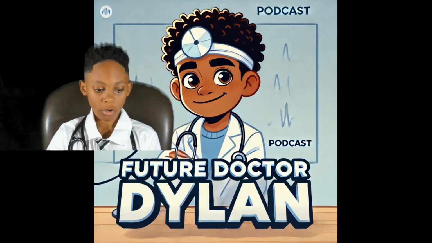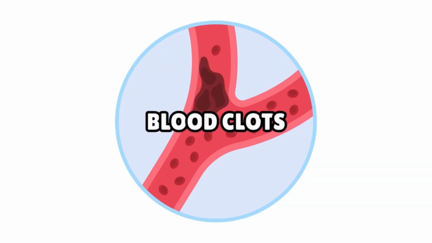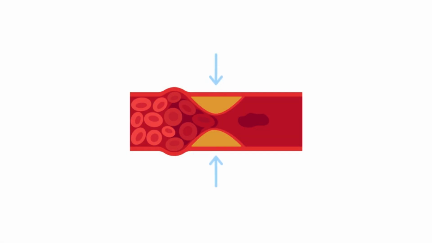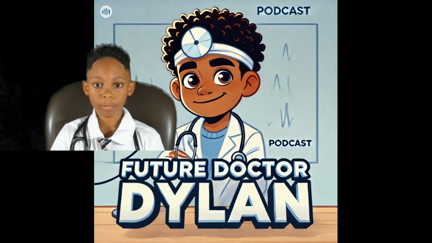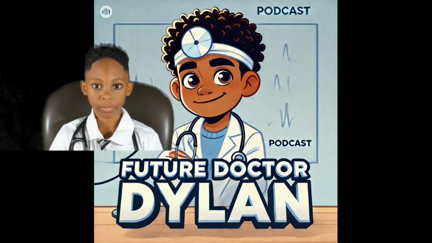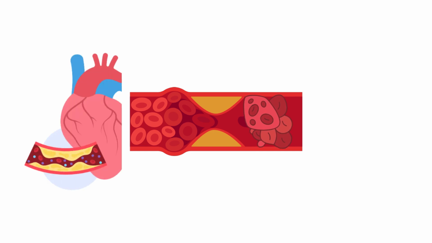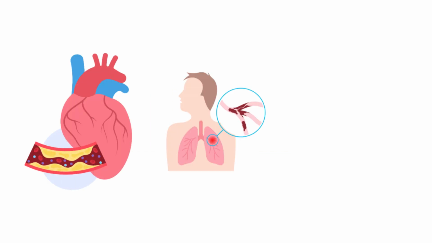So now we're going to be talking about blood clots. Blood clots are usually formed from plaque buildup in the arteries that will block them up. When blood goes up through, it gets stuck, causing a blood clot, and once it breaks free, it'll usually still travel as a blood clot. So then it can usually travel up to the heart, lungs, or brain.